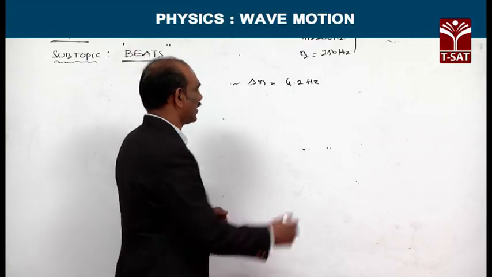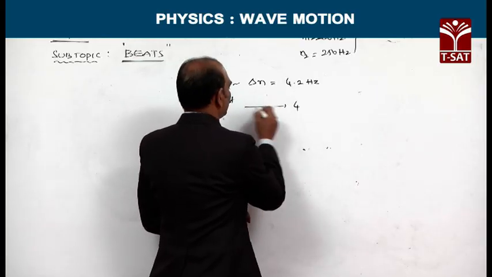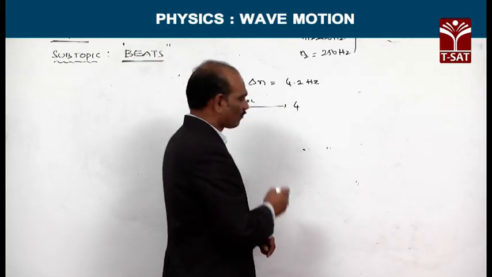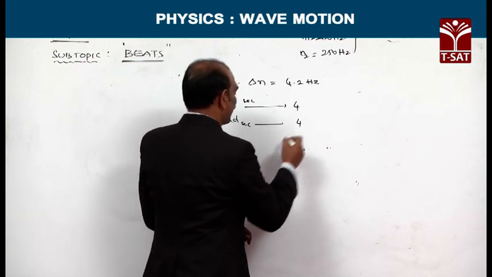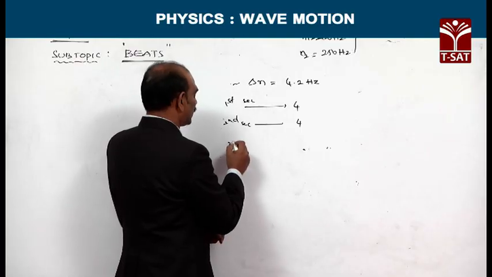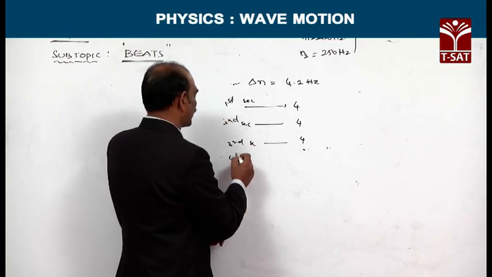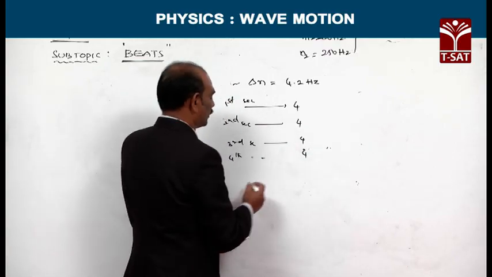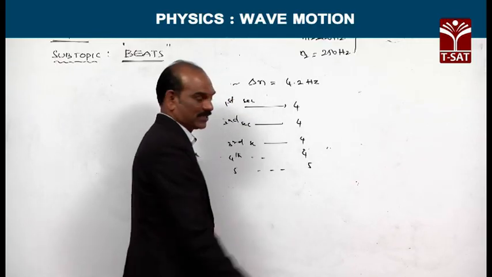In this case, what happens? In the first second, he will hear only 4 beats. In the second second, he will hear again 4 beats only. In the third second, again 4 beats only. In the fourth second, 4 beats only. In the fifth second, he will hear 5 beats.